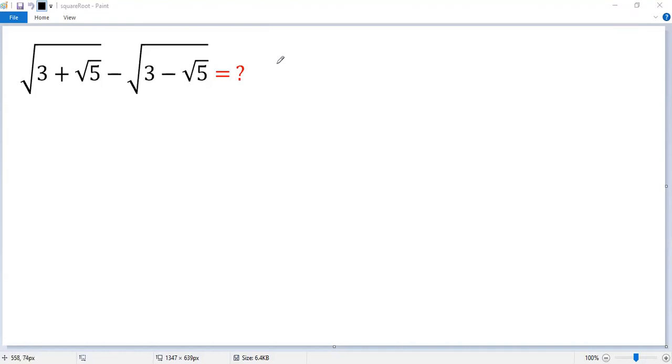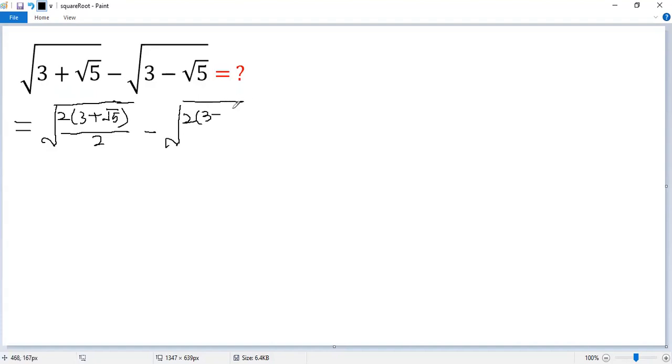To simplify the given expression, the key idea is to make each part under the square root a perfect square. Let's go. Square root of, we write the first square root as 2 times 3 plus square root of 5, so we need to divide it by 2, right? Similarly, for the second one, 2 times 3 minus square root of 5, so divided by 2.